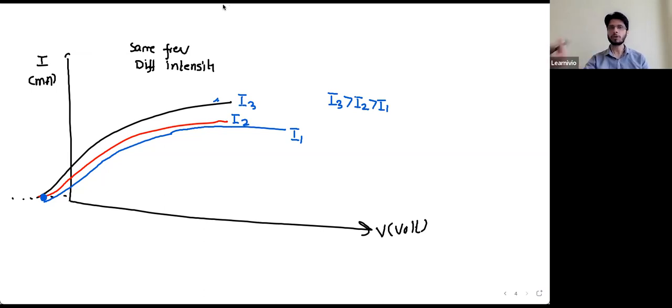Yes, Ashrit, stopping potential does not depend upon intensity. That's why for different intensities, you're getting the same stopping point.